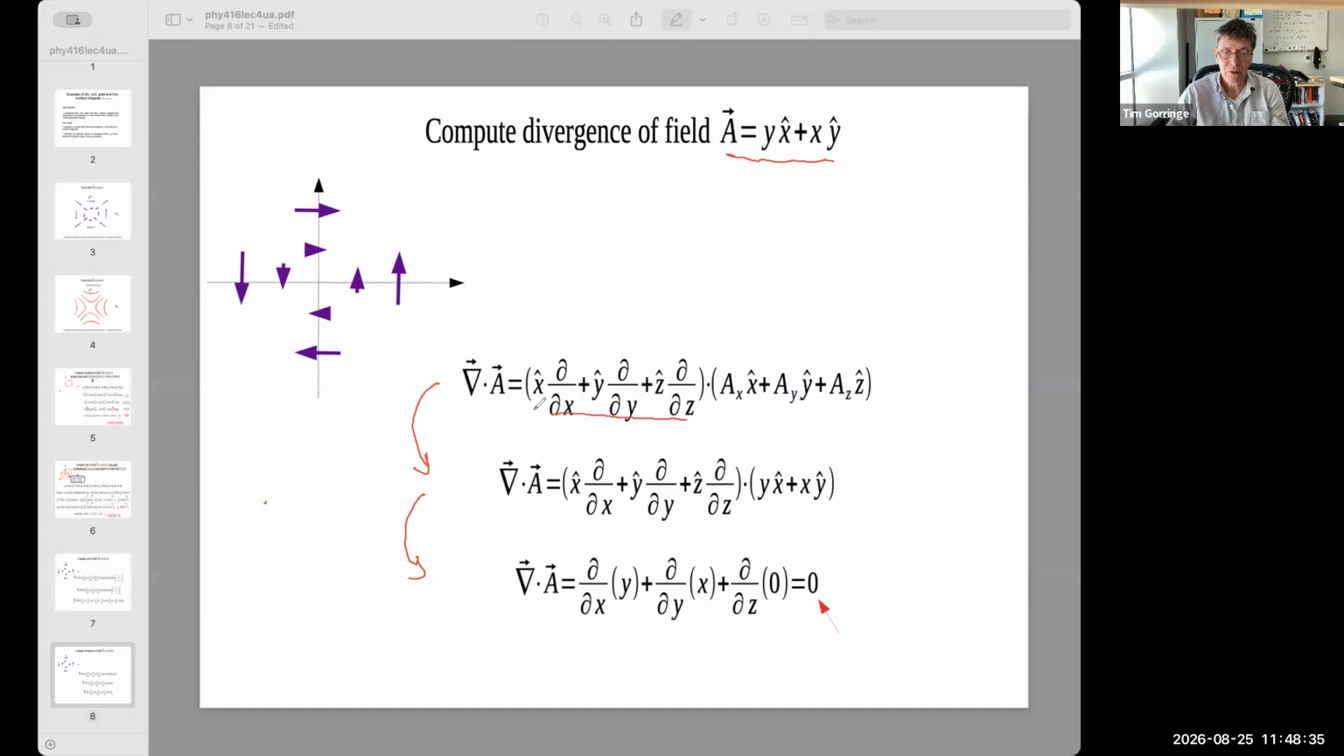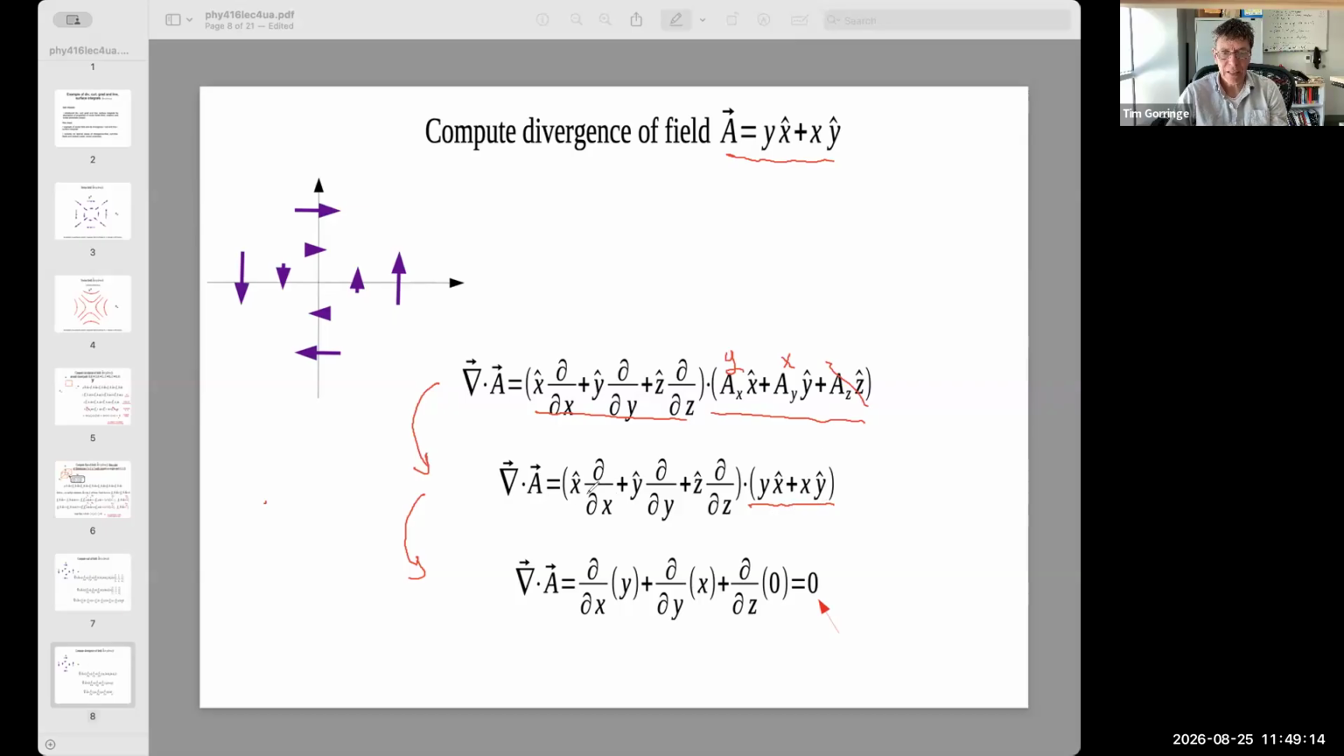Here's the del vector operator. It's x, y, z components of the partial differentials with respect to x, y, and z. Here's a general expression for a field in rectangular coordinate language with its ax, ay, az components. Our particular field doesn't have a z component, so I'm going to drop this piece. And our field has an x component that's simply determined by the y value and a y component that's simply determined by the x value. And so I'm just inserting those here.